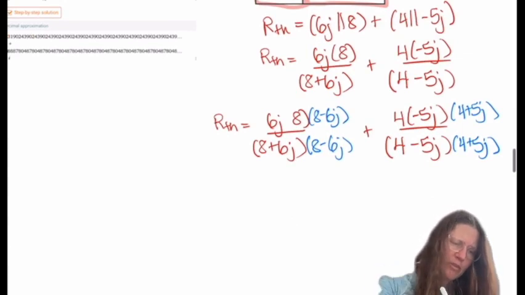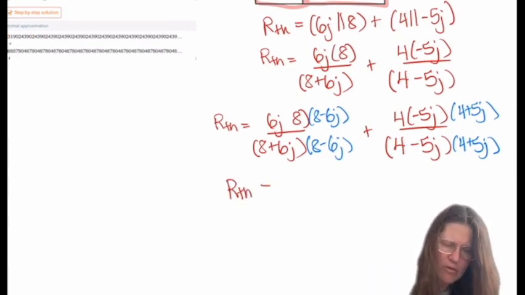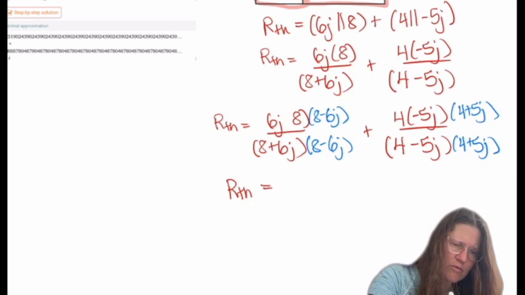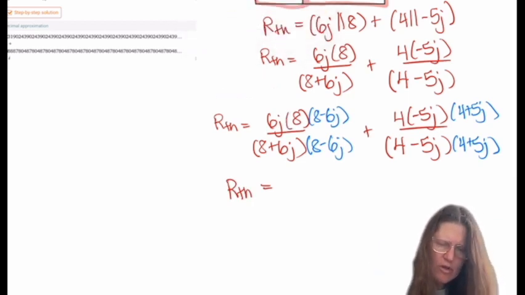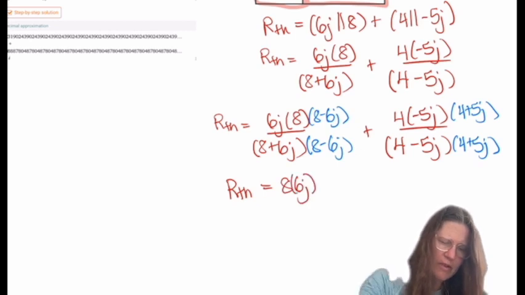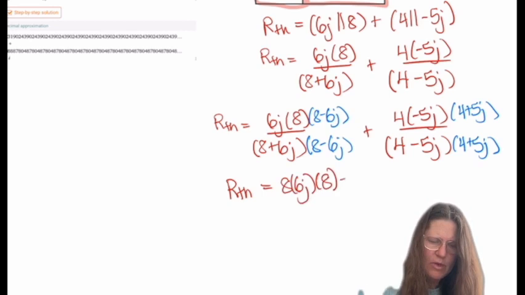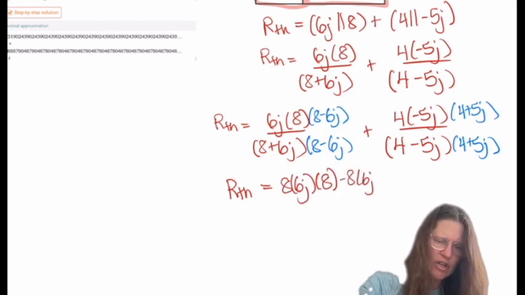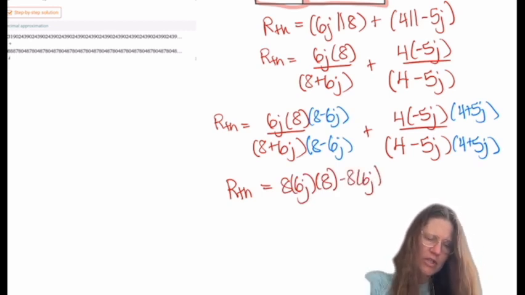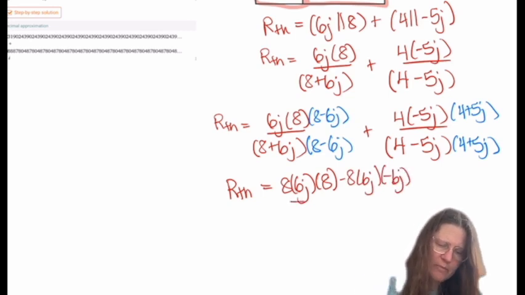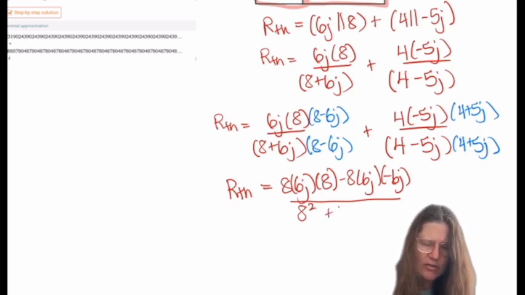And this will give you 8 6J times 8, minus 8 6J times a minus 6J. And then this becomes 8 squared, and then the pluses and the minuses will cancel out, and then you end up with plus 6J squared.